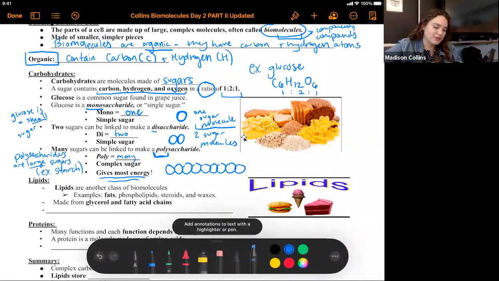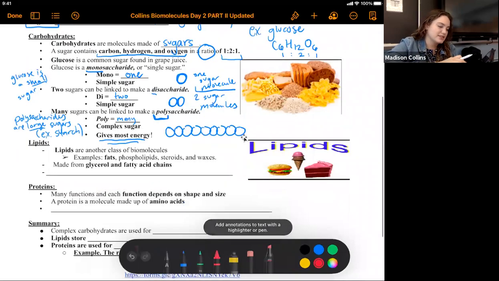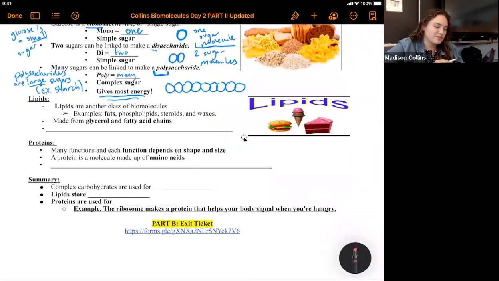Next up, we've got to talk about something called lipids. So lipids are another class of biomolecules. And when we talk about lipids, we're really just talking about fats. So things like fats, phospholipids, steroids, waxes, those are all going to be examples of lipids. These are made from what we call glycerol and fatty acid chains. And the third thing you need to write down about lipids is their function.